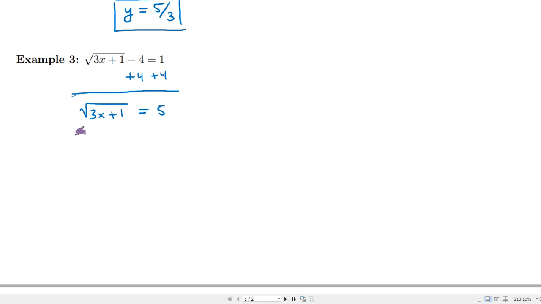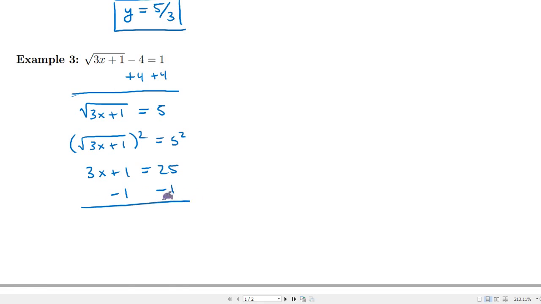Okay, and then now we will square both sides. So the square of this is equal to the square of this, and then we'll have 3x plus 1 is equal to 25. And then now we will solve this equation. So subtracting 1, we have 3x equals 24, and then now divide by 3, and we will have x is equal to 8.